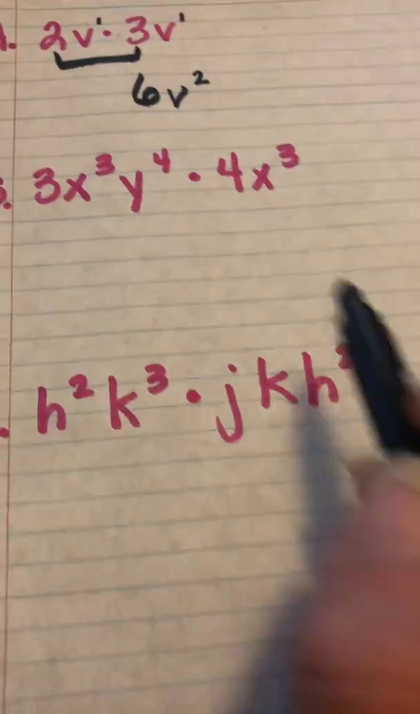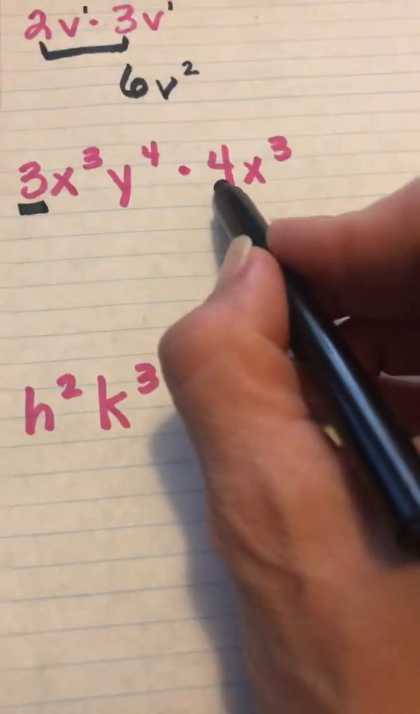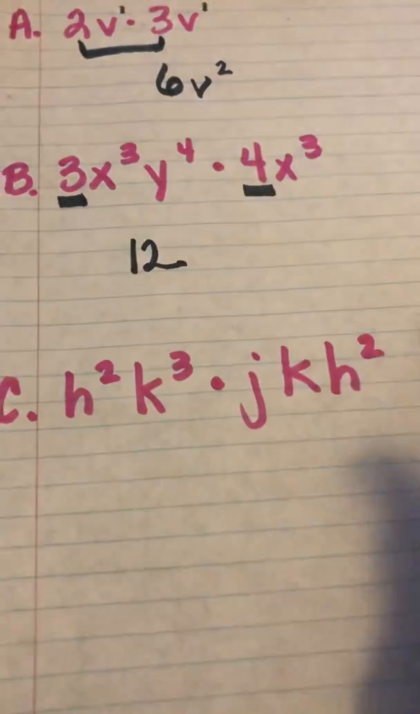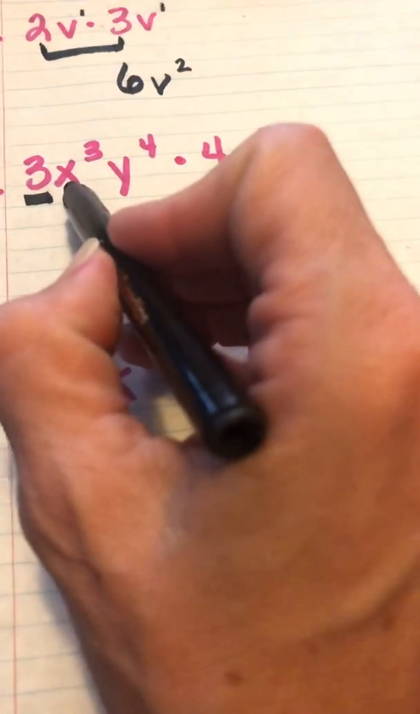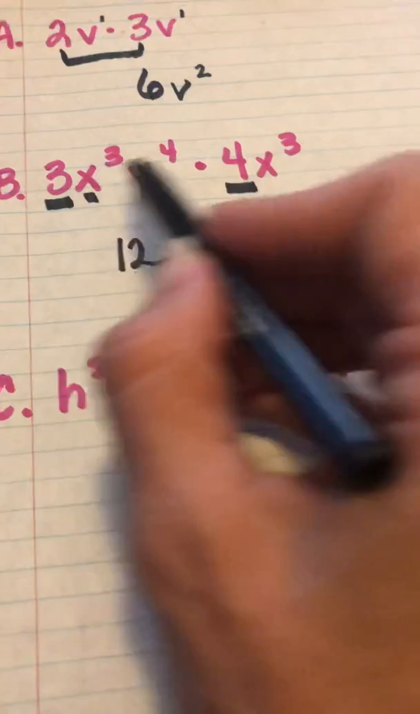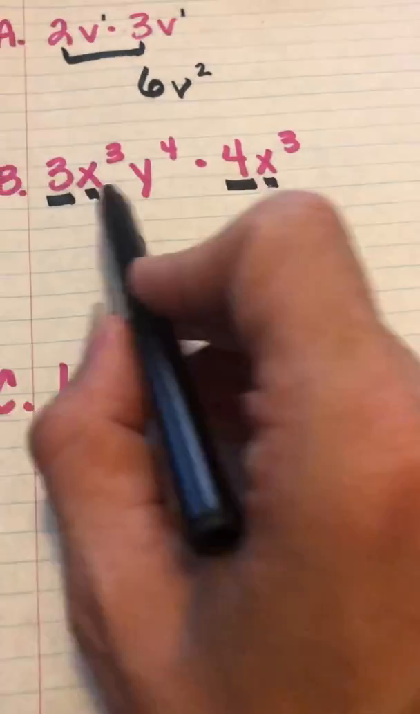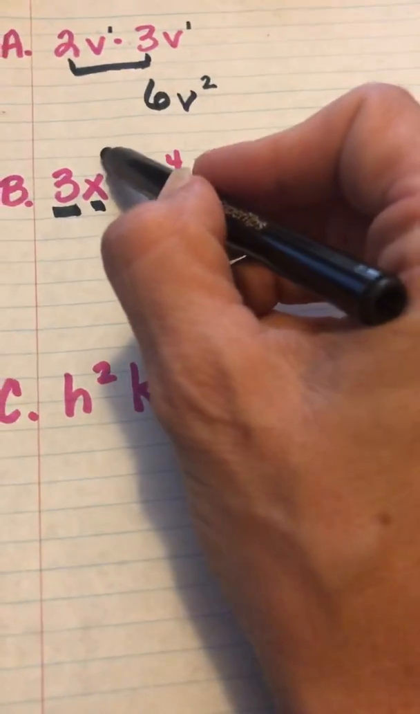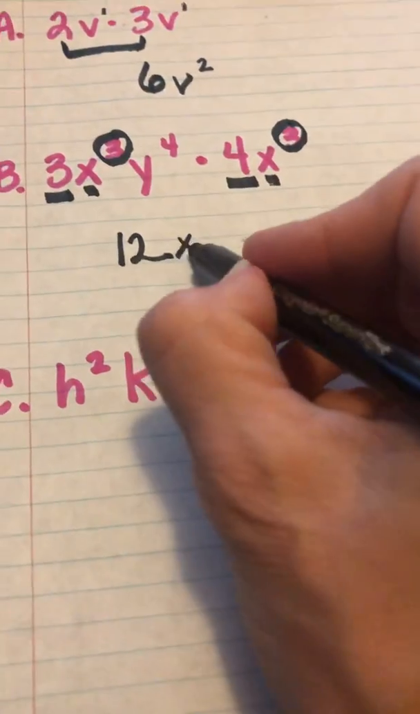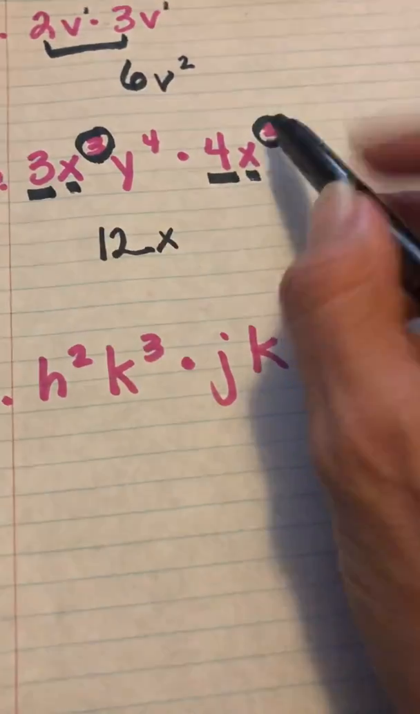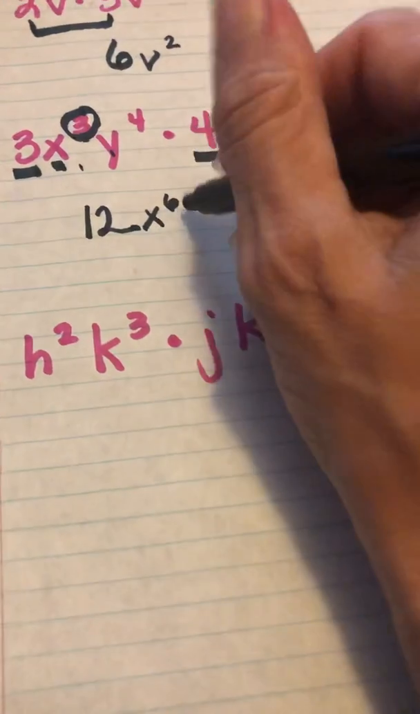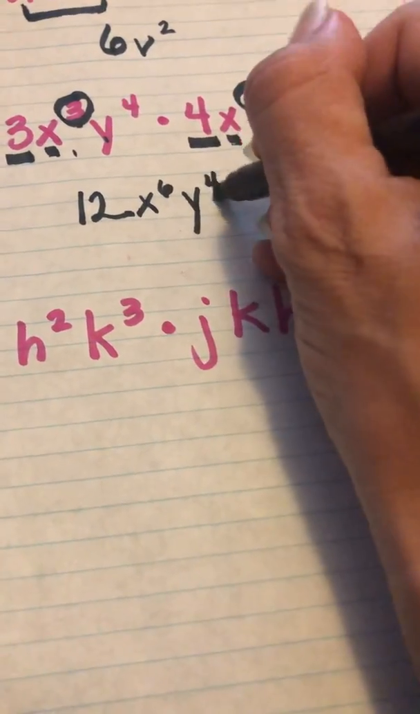On letter B, I'm going to take my 3 and my 4 and multiply those two together. Then I look at my bases that have the exponents. The x and the x are the same bases. So this is x to the 3rd power and this is x to the 3rd power. All we do is 3 plus 3 is 6. And the y, he has no friends, so we just simply rewrite him as he is.